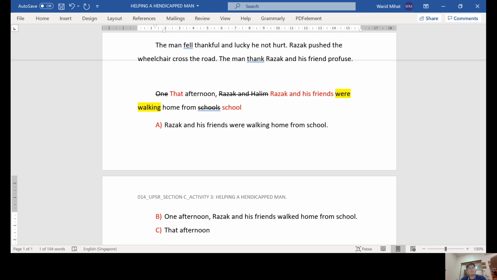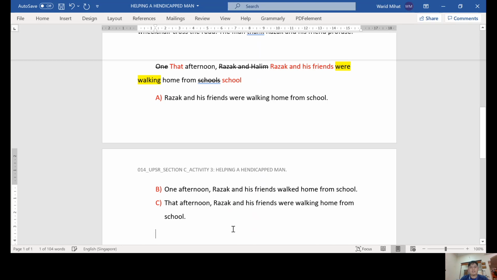Then the tenses can be used in continuous form. Continuous form ni apa? Sedang, ayat sedang. Contohnya, pada waktu itu saya sedang makan. Kenapa kau guna sedang? Because time frame dia adalah pada waktu itu. So, it's a similar situation when you say pada tengah hari itu. So, pada tengah hari itu, Razak dan kawan-kawannya sedang berjalan. Okay, so you change that. Okay, so that afternoon, Razak and his friends were walking home from school.